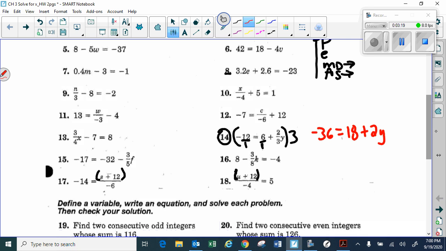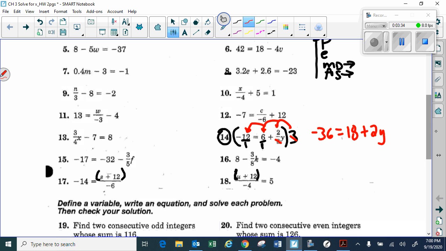Remember, the 3's cancel right here. So you just have 2y right there. You're distributing through each term. If you need to draw arrows like this so you make sure you don't forget a term, go ahead and do that. Okay, so now notice we have no fractions left.